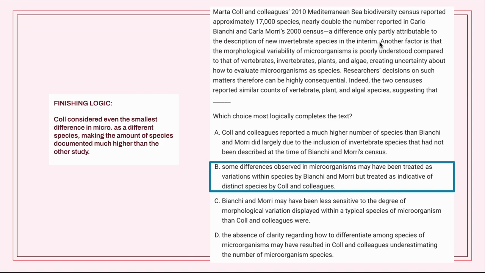Well, they already kind of said pretty obviously that that's not the main reason. It's only partly attributable to the new invertebrate species, but the main factor is the microorganisms, not the new invertebrate species that they found. Answer C.